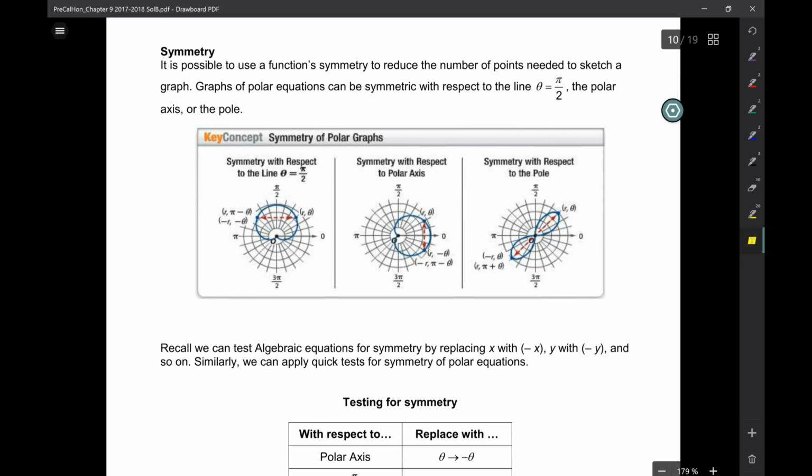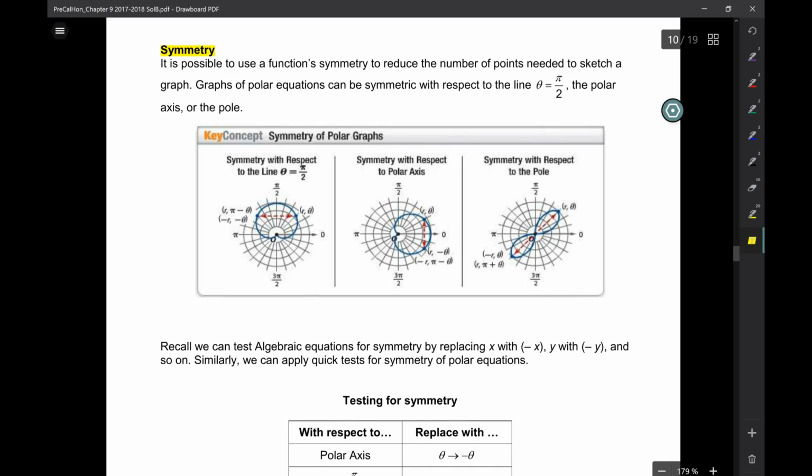Just like in Cartesian coordinates, it's possible to use a function's symmetry to reduce the number of points needed to sketch something. There is a reason why I did these in such great detail, because I wanted you to see how things are traced and then how sometimes they're retraced, because you're going to use that. There is no other way to get that deep understanding, okay? But once you have that understanding, you can use this stuff to your advantage.